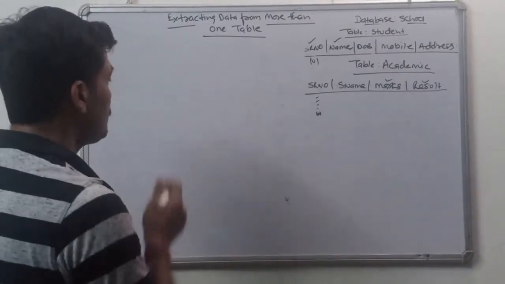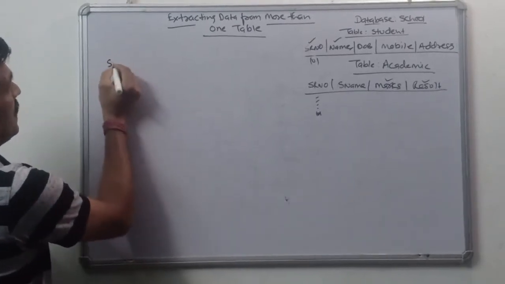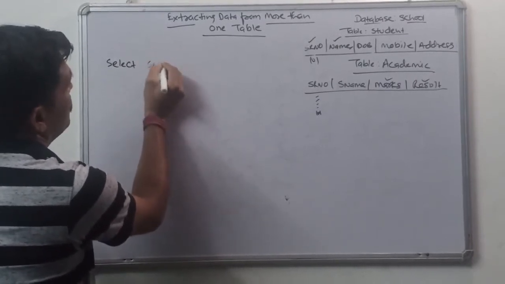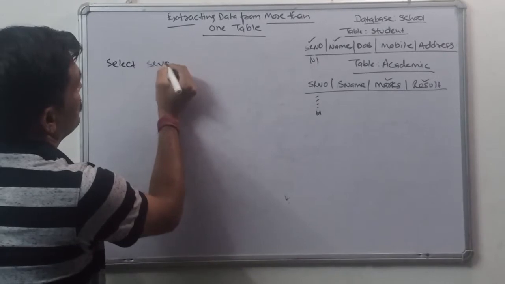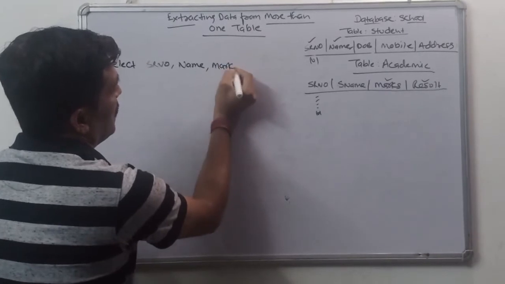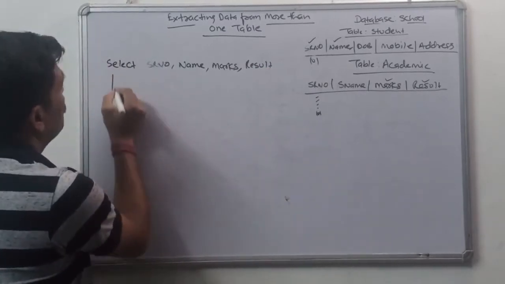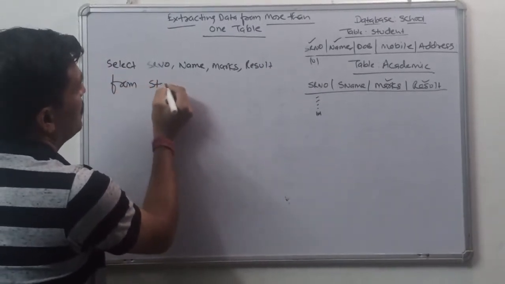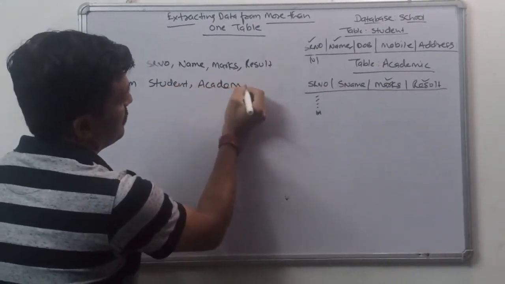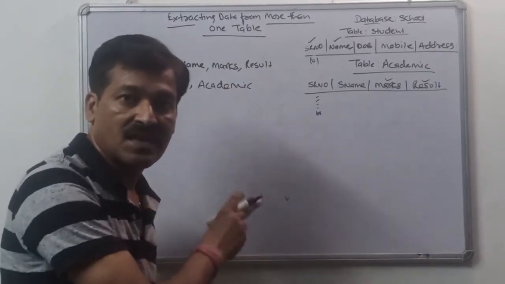Look at it. I am going to write the query for these tables. Select SR number, name, marks, result from student, comma, academic. Right? Because we have taken the columns from both the tables, so we have given the names of both the tables.